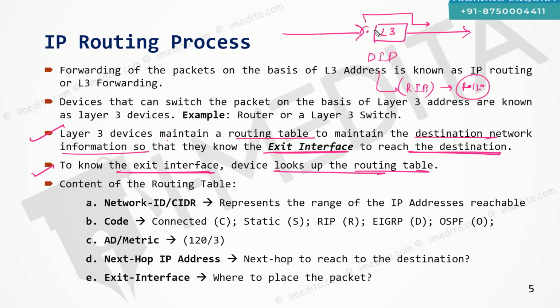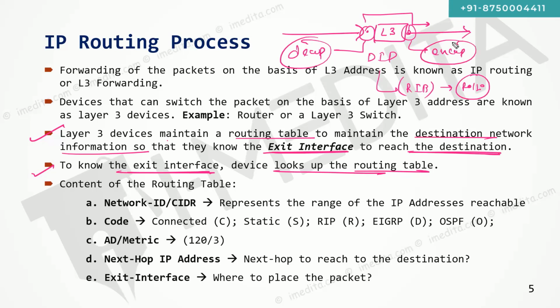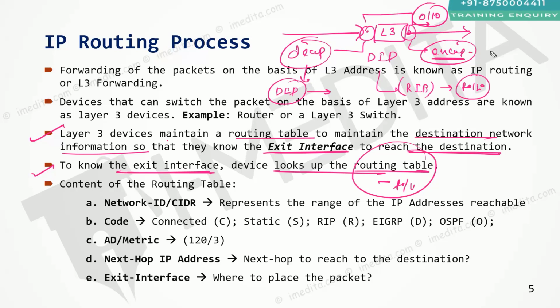Remember that when the packet is received onto the router, a process called decapsulation will happen. And when the packet is placed on the exit interface, then a process called encapsulation will happen, which will be discussed later on. So the packet will be received and decapsulated so that the router can know the destination IP. Once it finds the destination IP, looks at the routing table, and finds the exit interface, then when the packet is placed on that exit interface, it has to be encapsulated again, and then the packet will be sent towards the next hop.